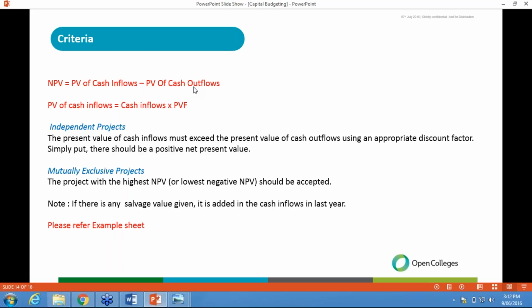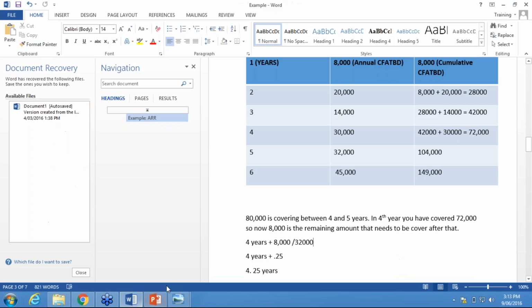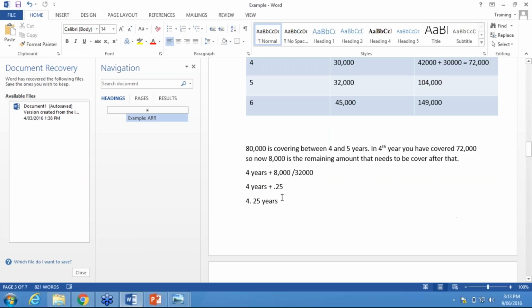There is one information given to you. However, you won't understand at this stage, but I will read it for you and I will explain you later. If there is any salvage value given in the question, it is added in the cash inflows in last year. I will explain you with the practical example. Okay. That's my example sheet.